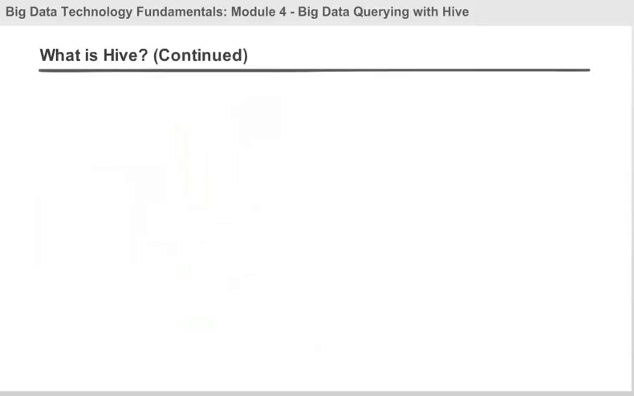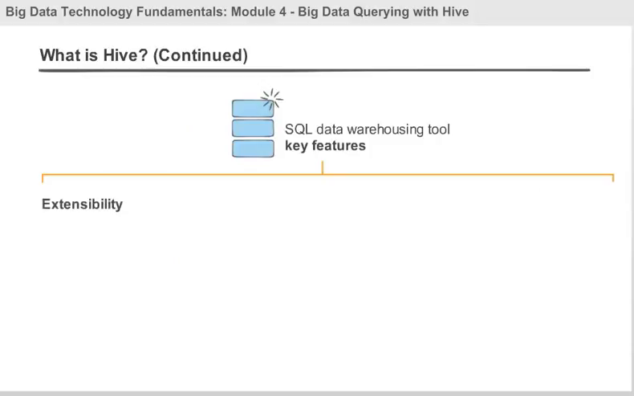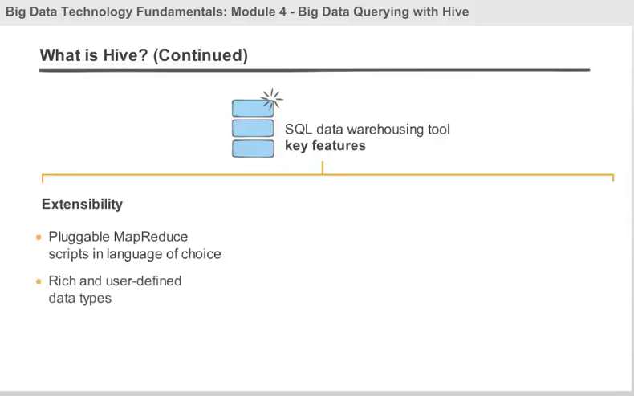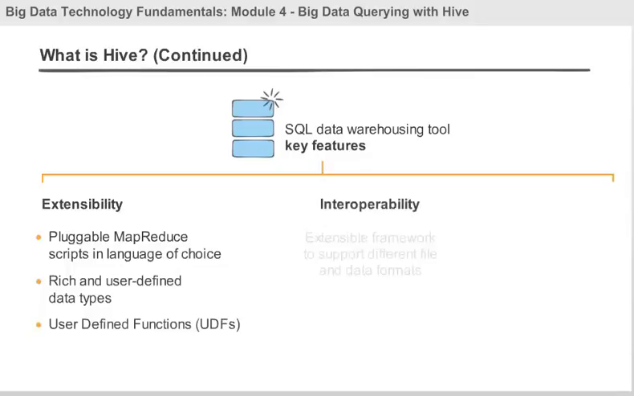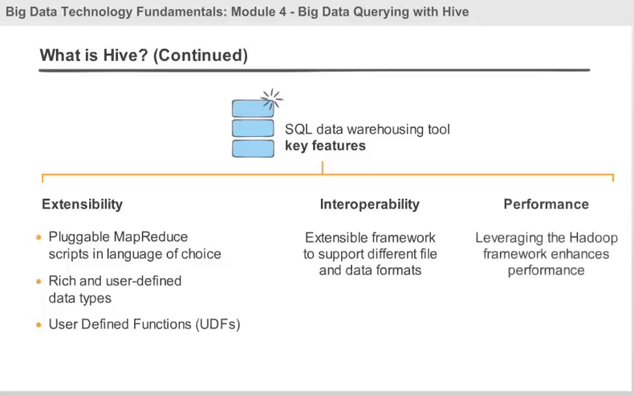Hive provides some key features. Extensibility, including pluggable MapReduce scripts in the language of your choice, rich user-defined data types, user-defined functions, and ETL, or extract, transform, and load, database functions. Hive provides interoperability by providing an extensible framework to support different file and data formats, and finally, Hive offers enhanced performance by leveraging the Hadoop framework.